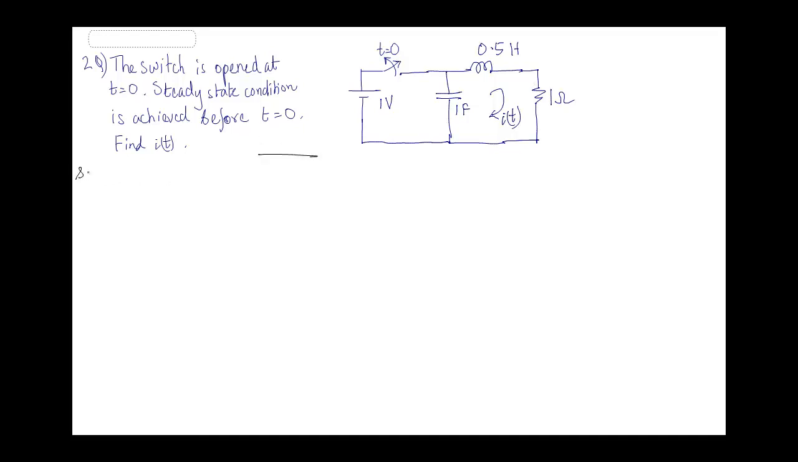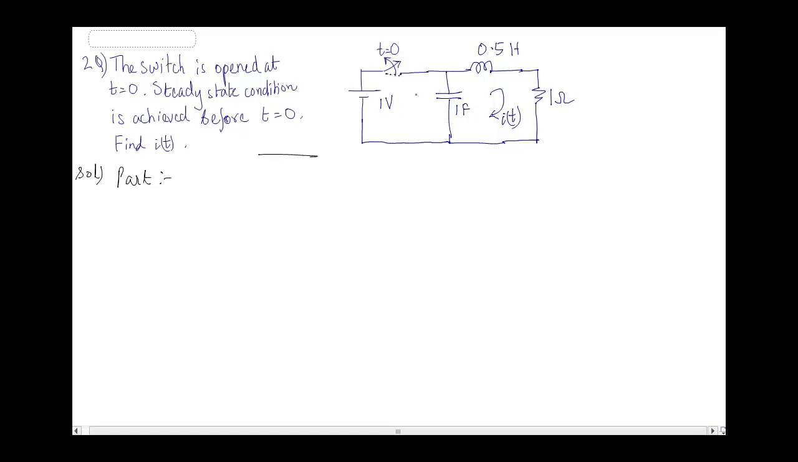We will first do part 1. As we know, in part 1 we try to find out the associated initial conditions. The question says the switch is opened at t is equal to 0. So that means the switch was closed first and it is opened at t is equal to 0. Steady state condition is achieved before t is equal to 0. That means while the switch was closed, it had achieved steady state condition. Now they are asking us to find I of t.